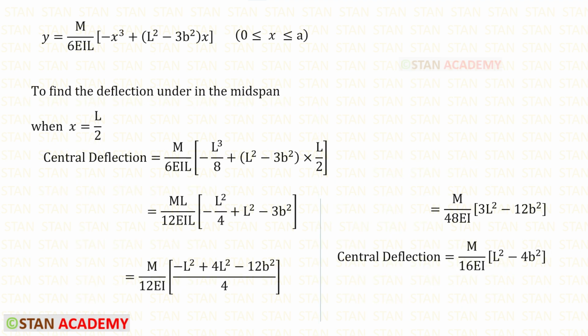Now we are going to find the deflection at the center. In this one, instead of x, we have to apply L upon 2. x cube will be (L upon 2) the whole power cube. We will get L cube upon 8. And x will be L upon 2. After the simplification, we will get this expression.